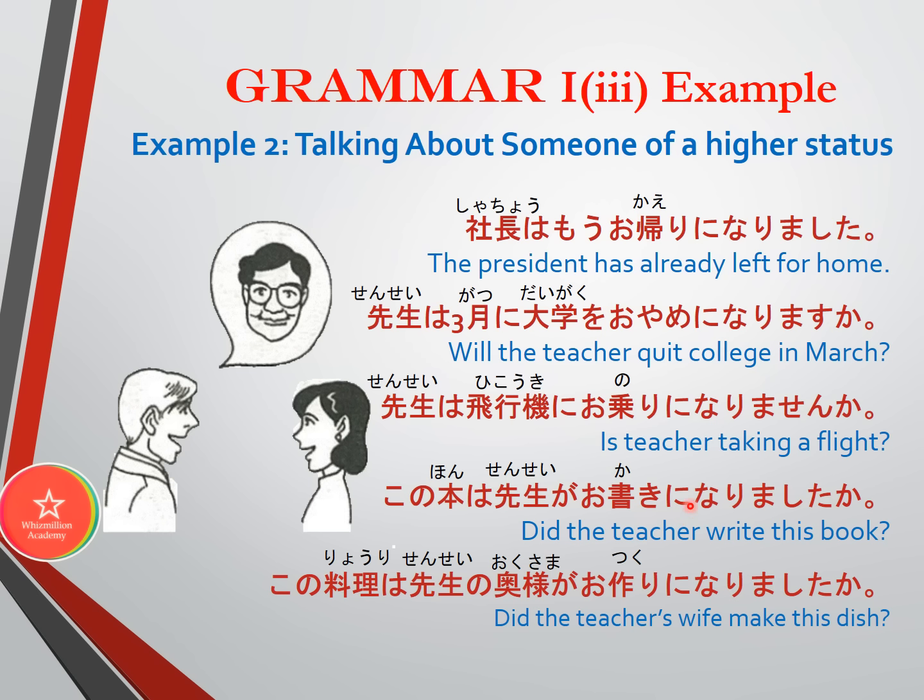Become お書きになりましたか？ Did the teacher's wife make this dish? この料理は先生の奥様がお作りになりましたか？作ります。Become お作りになりましたか？ So this is an example where both of them are of lower status than the person they are referring to. So both of them will be using sonkeigo level 2.